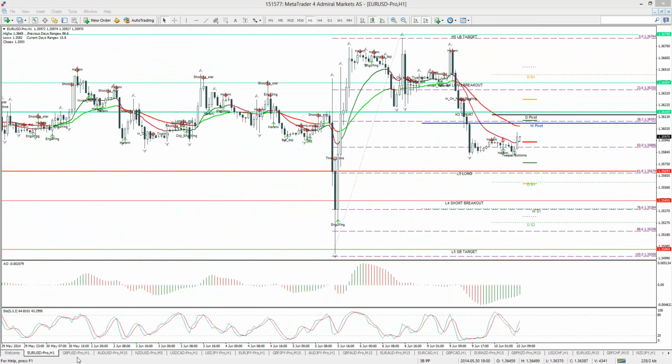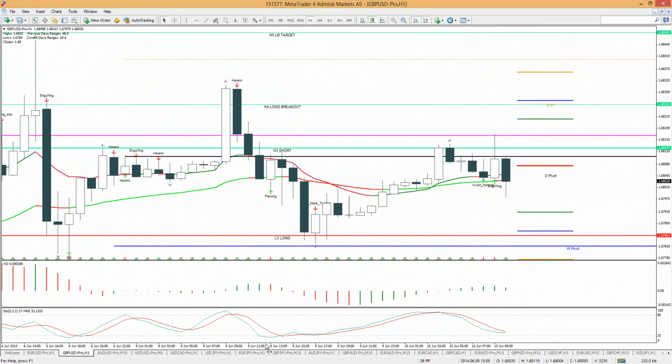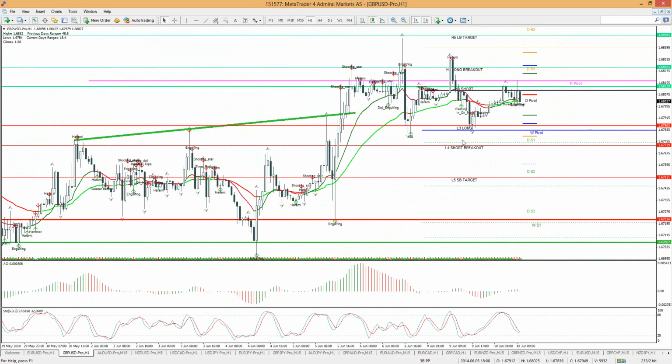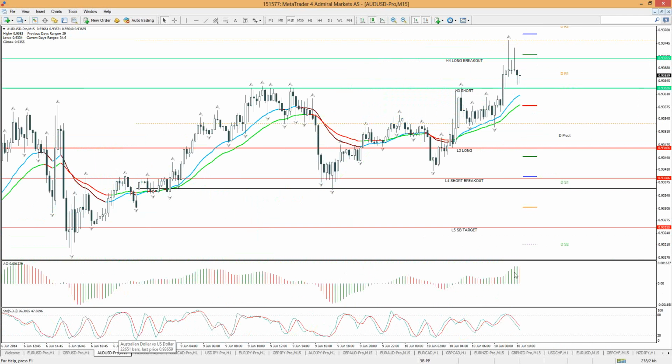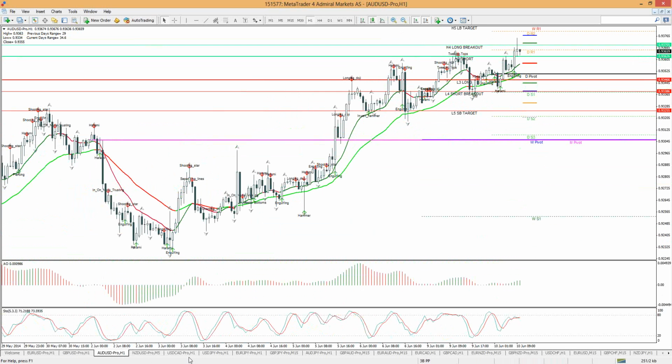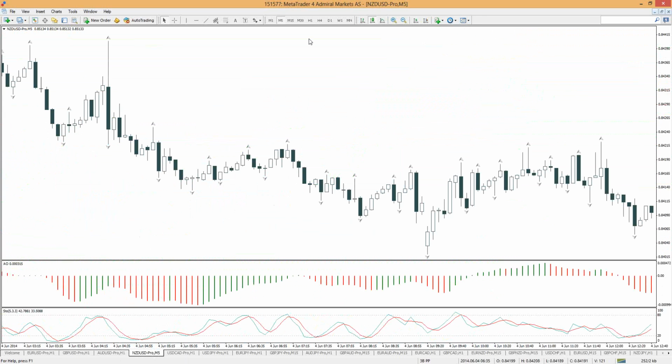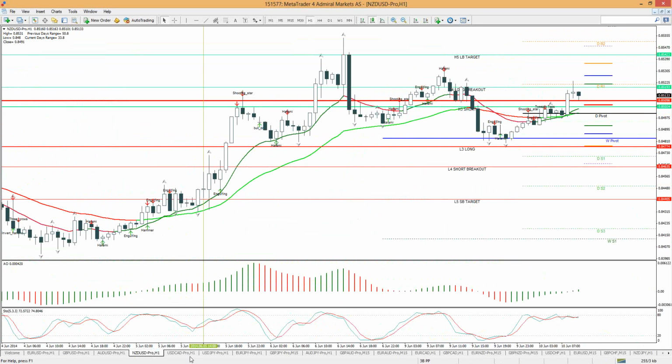And otherwise, let me quickly go through all of them again. So Euro-Dollar, interested in upside above the daily and weekly pivot point. Pound-Dollar, interested in shorts below the weekly, personally. AUD-USD, interested in longs from the daily. Let's see, what else? Same for the Kiwi, I think.